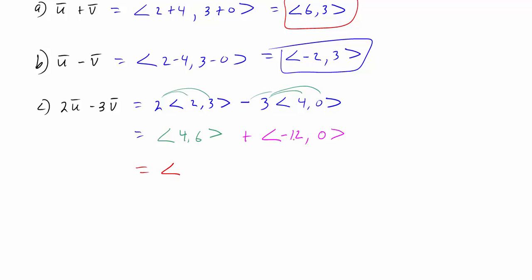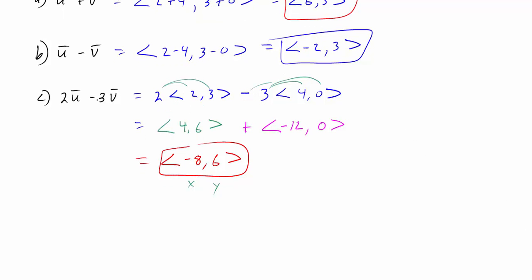So 4 and negative 12 is negative 8, 6 and 0 is 6. So this would be the resultant, or the vector that we have from taking 2 times u minus 3 times v. And keep in mind, negative 8, 6, that is our x-coordinate and y-coordinate for the terminal point of our vector.